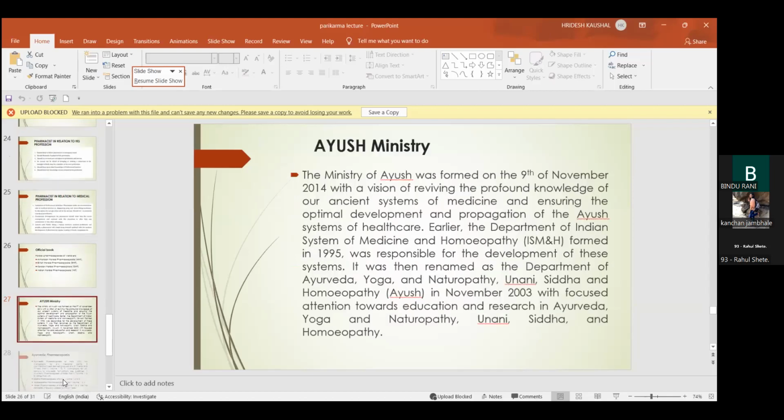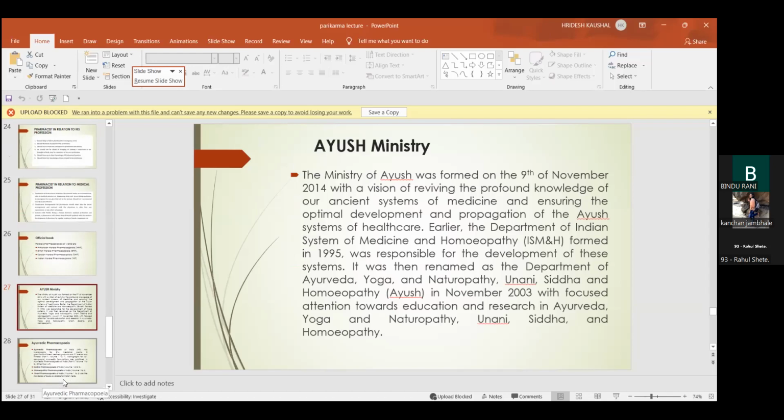Then one of the important ministries is the Ayush ministry. The Ayush ministry is the ministry which helps to regulate the medicines and all the aspects of research and all those things related to Ayurveda, Unani, Siddha, Yoga and homeopathy. This Ayush ministry is related to all the traditional systems of medicine and how we have to practice.